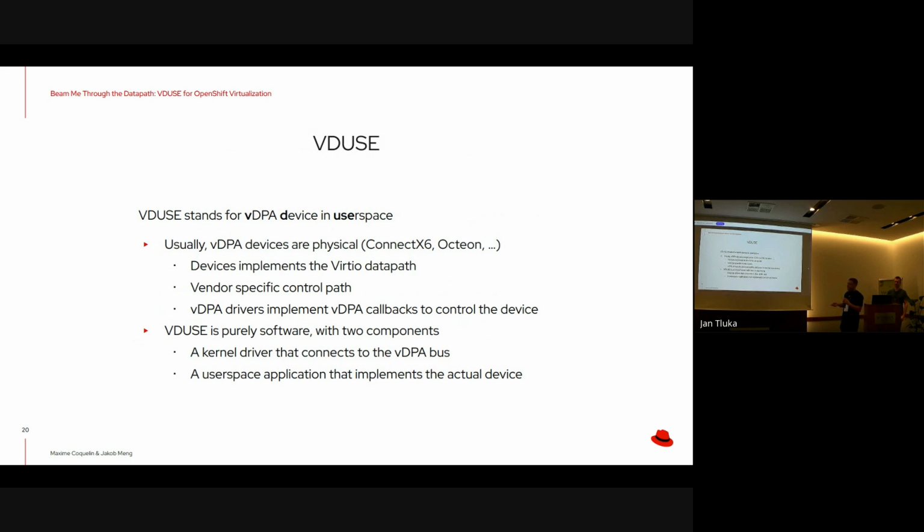And to have a generic solution in the end, the vDPA device drivers implement vDPA callbacks to translate vDPA commands into vendor-specific controls. VDUSE, however, is an entirely software solution. It is split in two components. You have the kernel VDUSE driver, which connects to the vDPA bus, and you have a user space application that implements the VirtIO device. So it implements the rings and so on, everything.